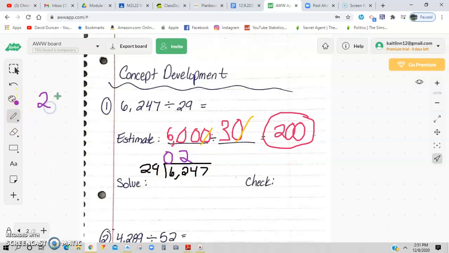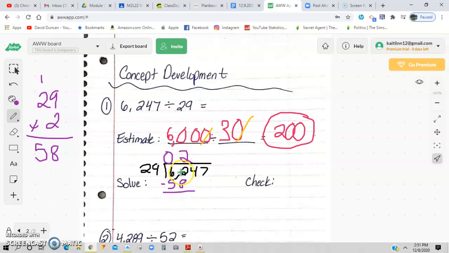29 times 2 over here. My math is going to be kind of messy. I'm going to be all over the place. Okay. 2 times 9 is 18. 8, carry the 1. 2 times 2 is 4, plus 1 is 5. So that's 58. So I'm going to subtract 58 from 62.